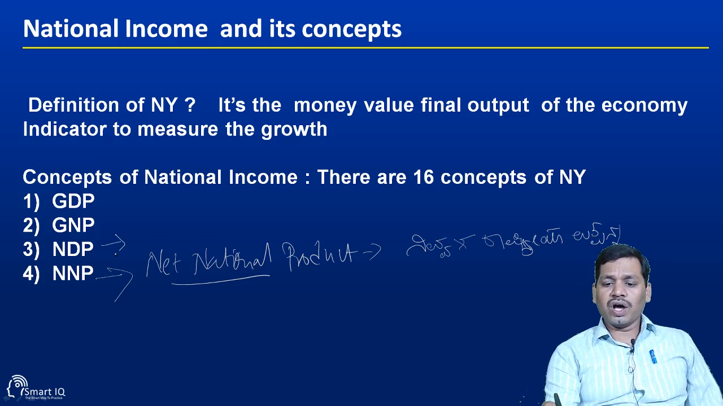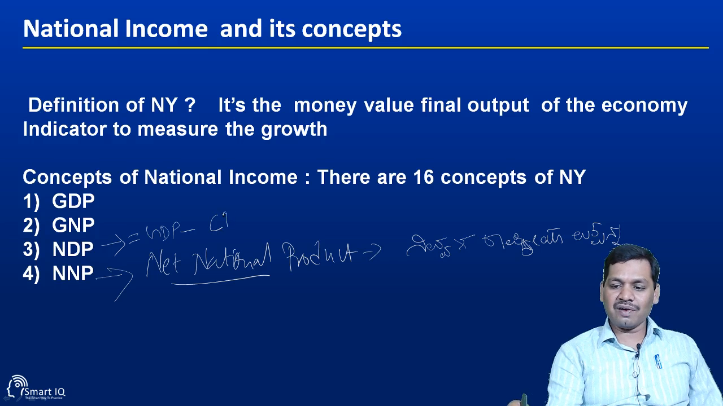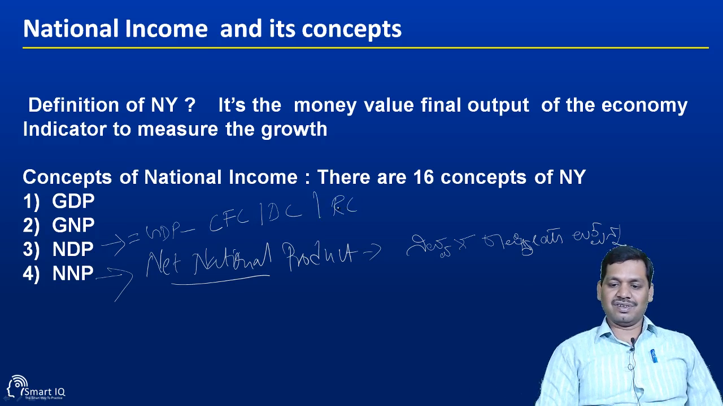If you understood the third, the fourth will be absolutely free. Let me tell you. NDP is equal to GDP minus consumption of fixed capital or depreciation cost or replacement cost or replacement charges.